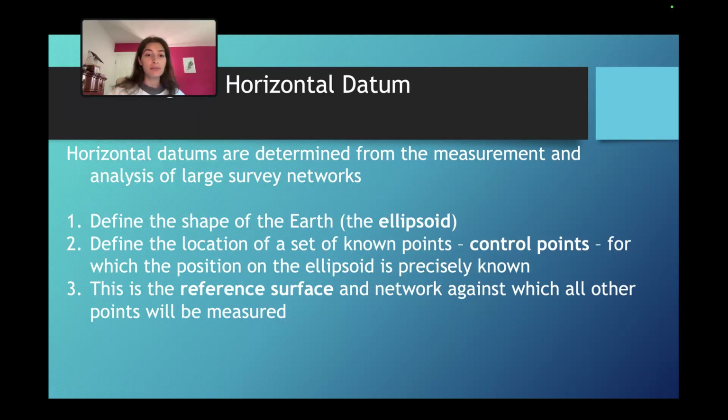A horizontal datum is determined from measurements and analysis of large survey networks. So they help us to define the shape of the Earth, which is the ellipsoid that we're using, define the location of a set of known points or control points for the position that ellipsoid is known, and it provides the reference surface and network against which all other points can be measured.